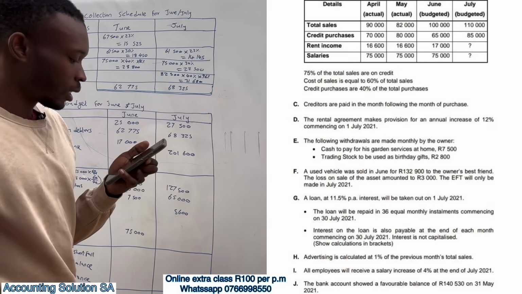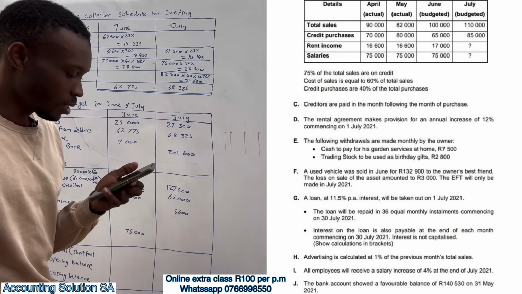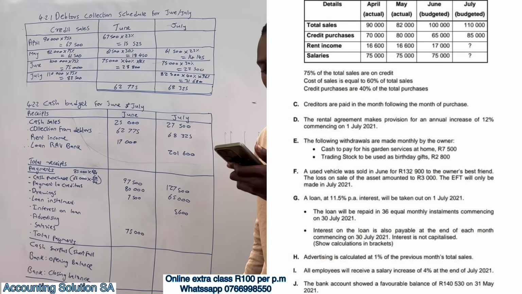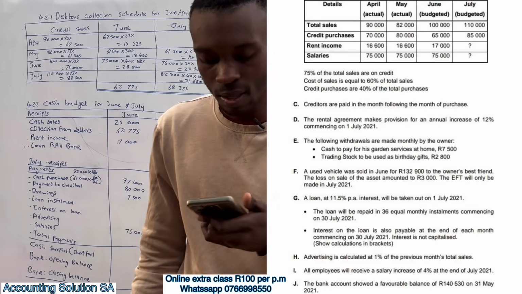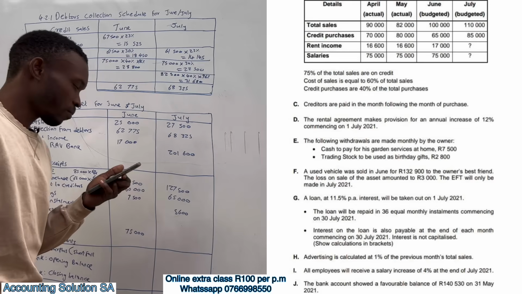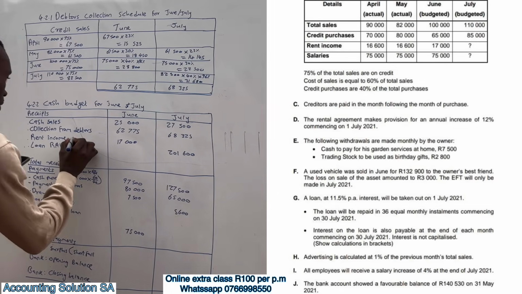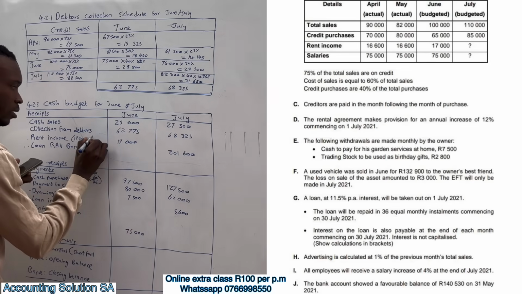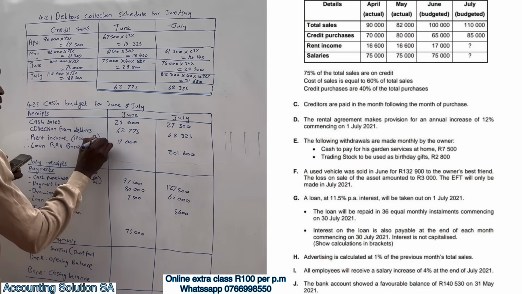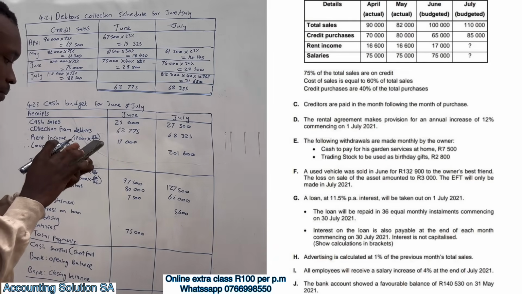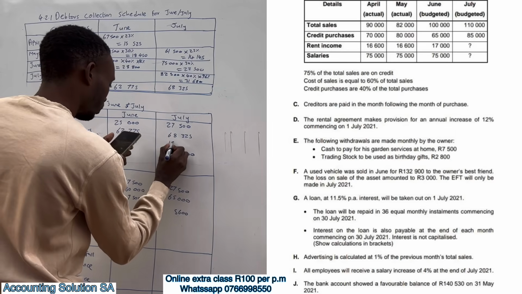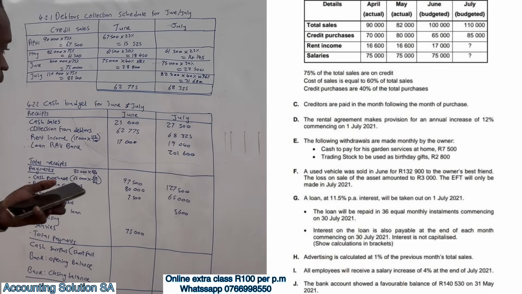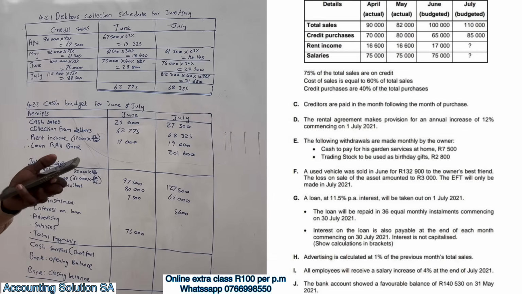Number D. The rental agreement makes provision for annual increase of 12% commencing on 1 July 2021. Okay, the rental is going to increase by 12%. Rent, it was 17,000. Now for July it is going to increase, we say 112 over 100, because it's going to increase by 12%. Okay, and it's going to give us 19,040 rand. Okay, because it has increased from 17, now it's going to 19. Okay, the next one.